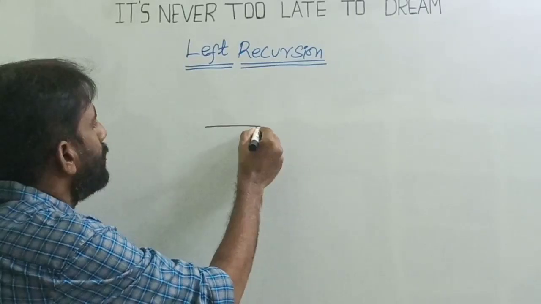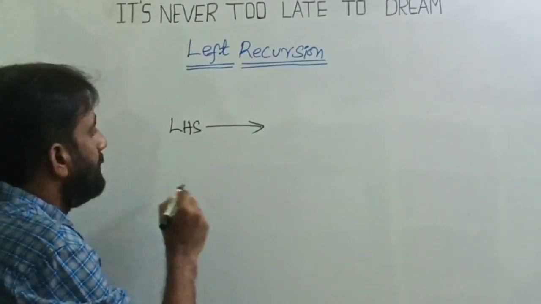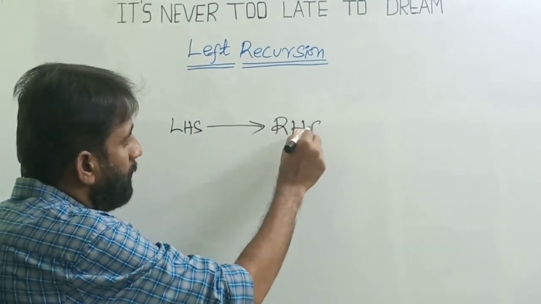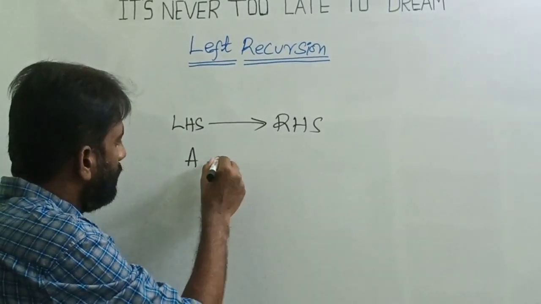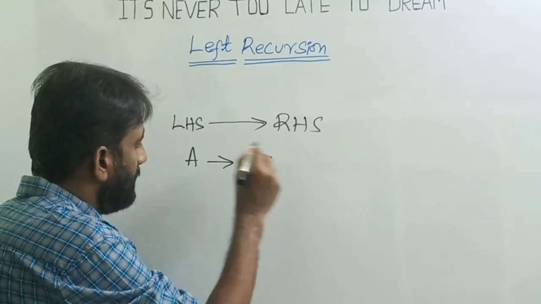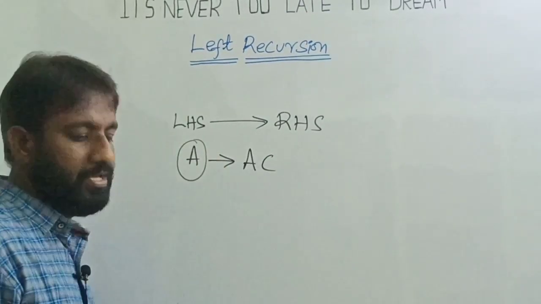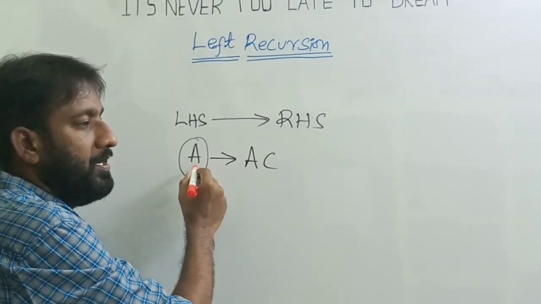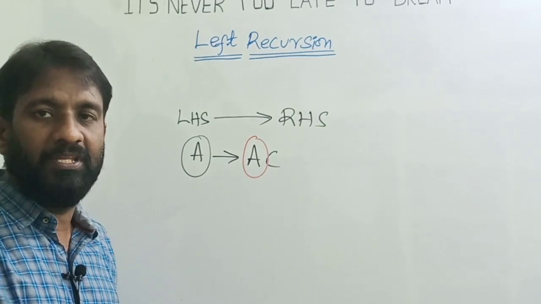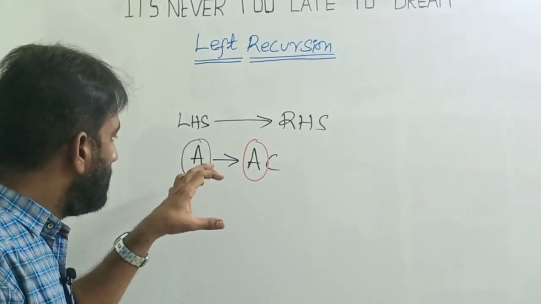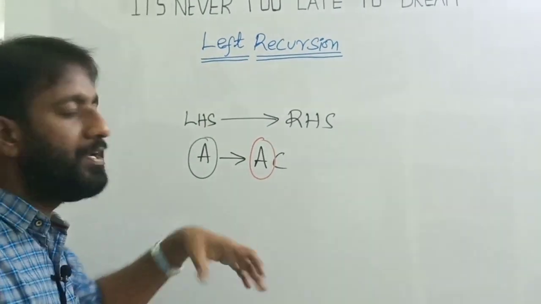Say this is the production symbol. So this is the LHS part, and this is the RHS part. Okay, if for example I am writing A tends to A C. You observe LHS is A, which is appearing as the leftmost symbol in the RHS. This type of grammar is called a left recursion grammar. In the grammar, left recursion exists.